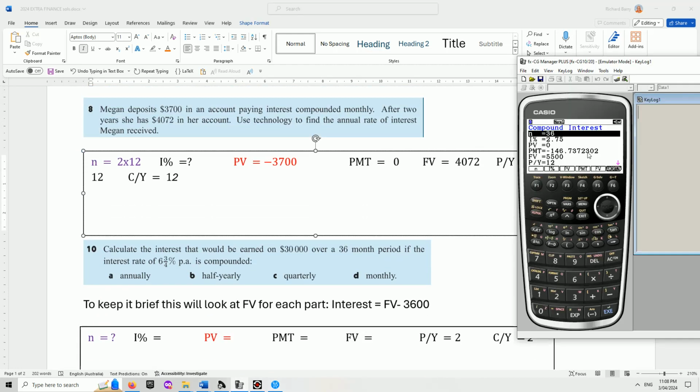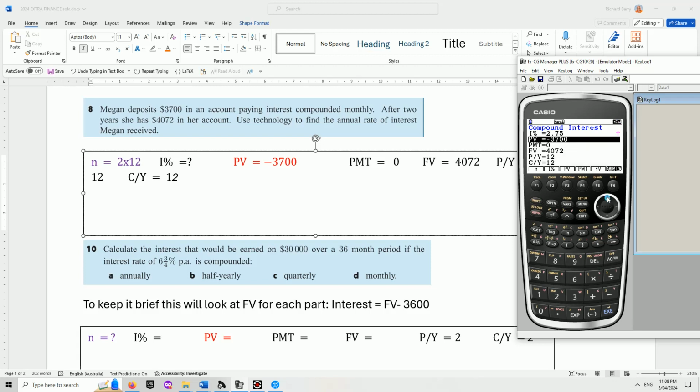Okay, so on the calculator, 2 times 12. I'm not quite sure what I is, so we'll skip that one and go to the next one. PV is minus 3,700. There were no payments in this question, 0. At the end there was 4,072. This is a monthly question, so P/Y is 12 and C/Y was probably 12.